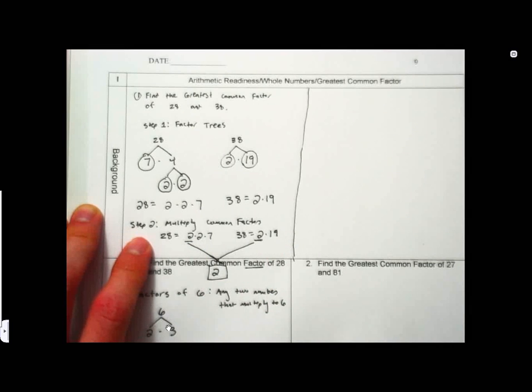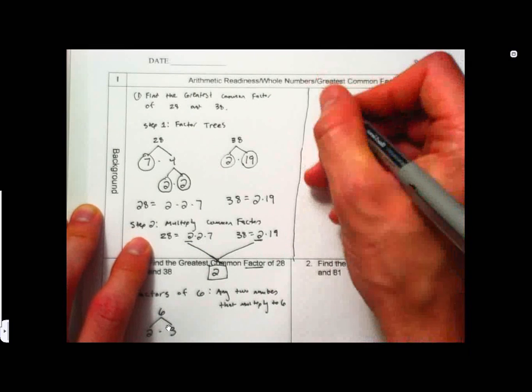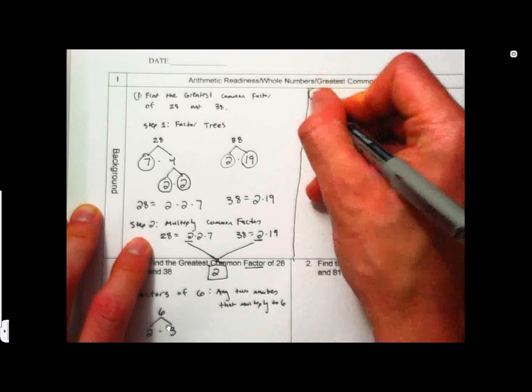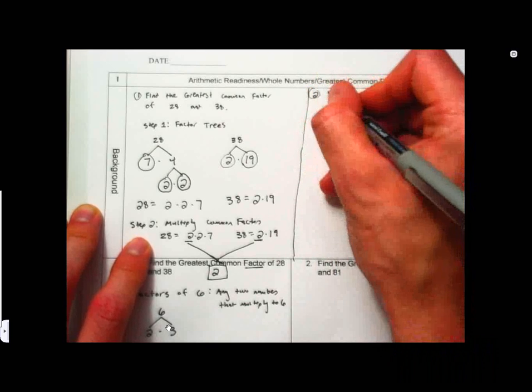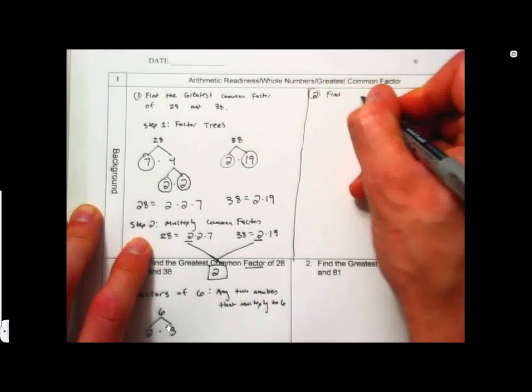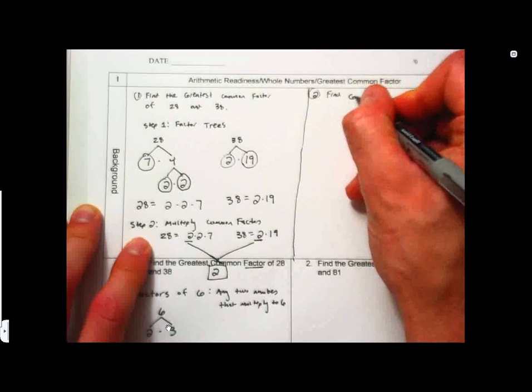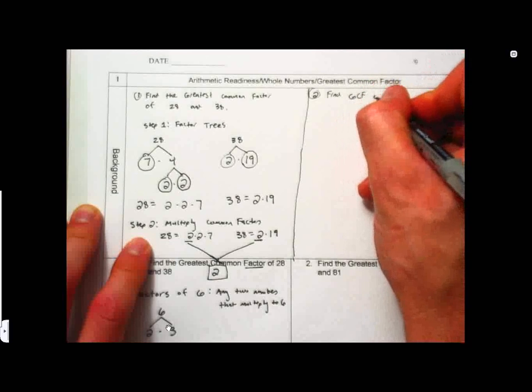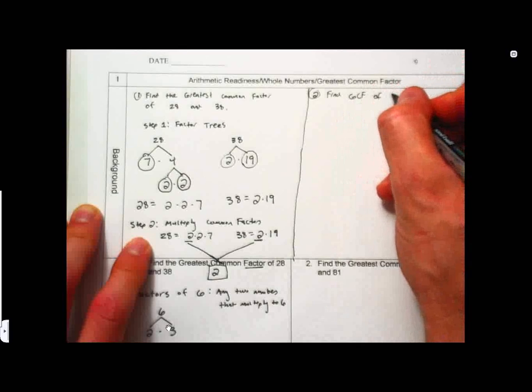Okay, let's try another example. So let's try example number 2. So example number 2 is we're supposed to find the greatest common factor. And you'll see greatest common factor abbreviated as GCF of 27 and 81.